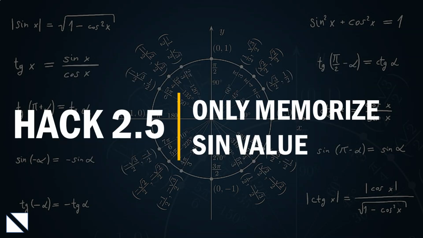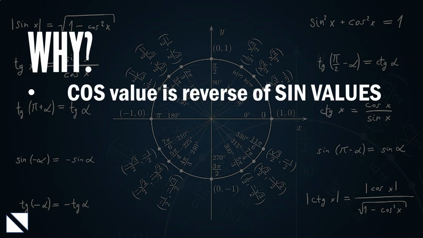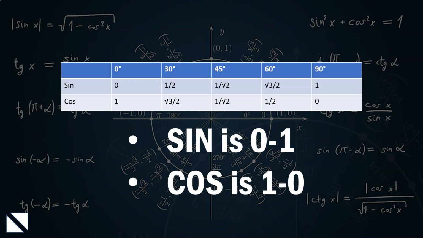And hack 2.5, this is somewhat in line with hack 2. If you memorize a sine value, then you can automatically derive the other trigonometric values. So if you know sine, then you know that the cos values are reverse of sine values, and I'll show you what that means. As you can see here, sine goes from 0 to 1 progressively from angle 0 degrees to 90 degrees: 0, 1 over 2, 1 over root 2, root 3 over 2, and 1. And cos is the exact reverse of that.